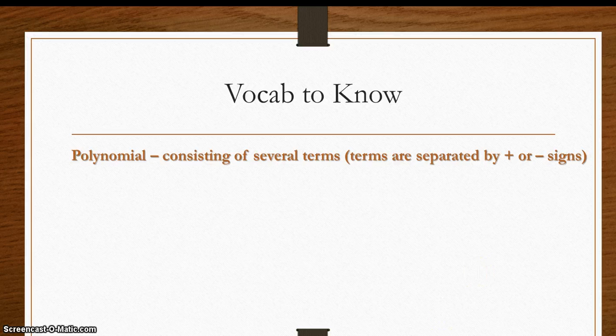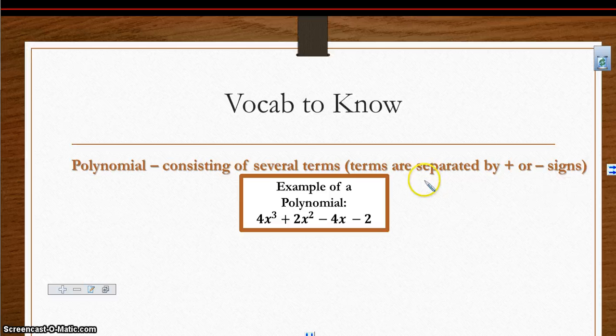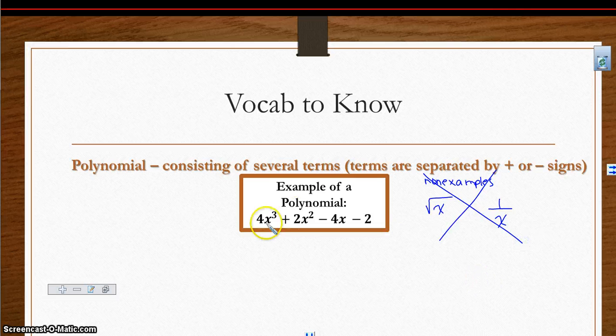Polynomials consist of several terms. Here's an example. Some non-examples: if the variable is under a square root, that's not a polynomial. If the variable is in the denominator, not a polynomial. Those are non-examples. All the exponents must be whole numbers, and they're positive.